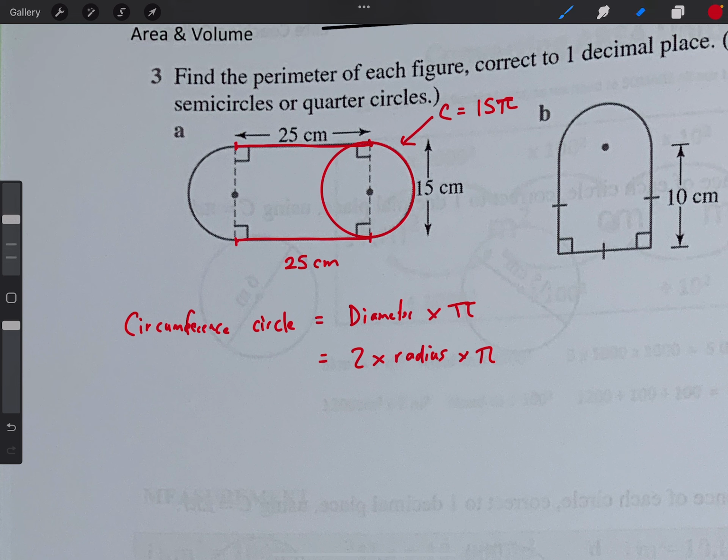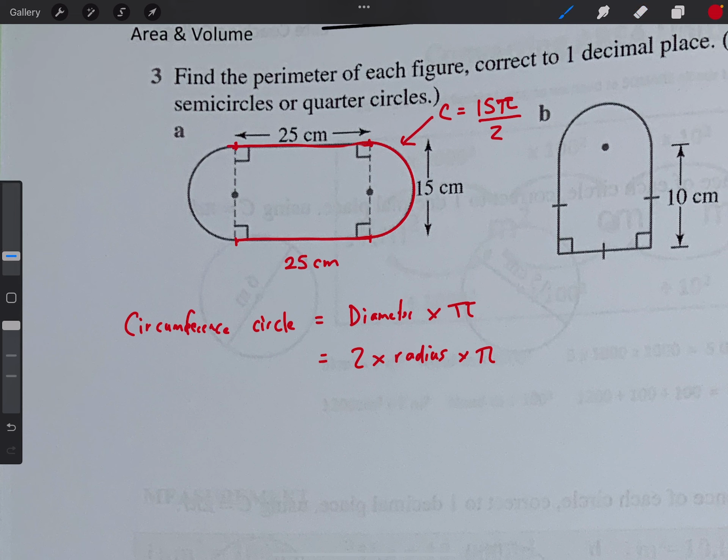But we only want half of the circle. We don't want this part that goes inside here. We only want the outer bit, right? So we have to divide this by 2. Let's just leave it like that for now. So the circumference of that one is 15 pi on 2.